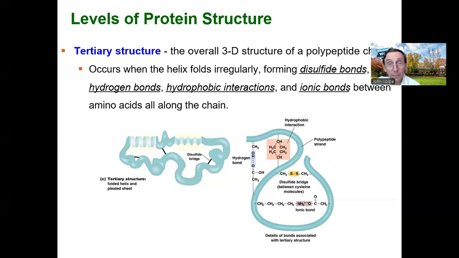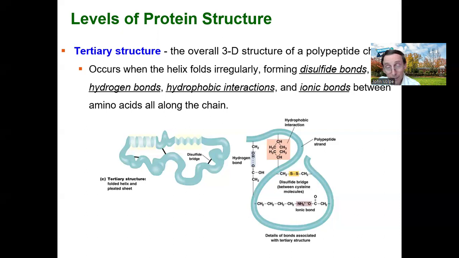Anyways, those are the different attractions and repulsions that give rise to a tertiary structure. Remember, the tertiary structure has the same attractions and repulsions as the secondary structure, with the exception of the disulfide bond between cysteine, which only happens in the tertiary structure.